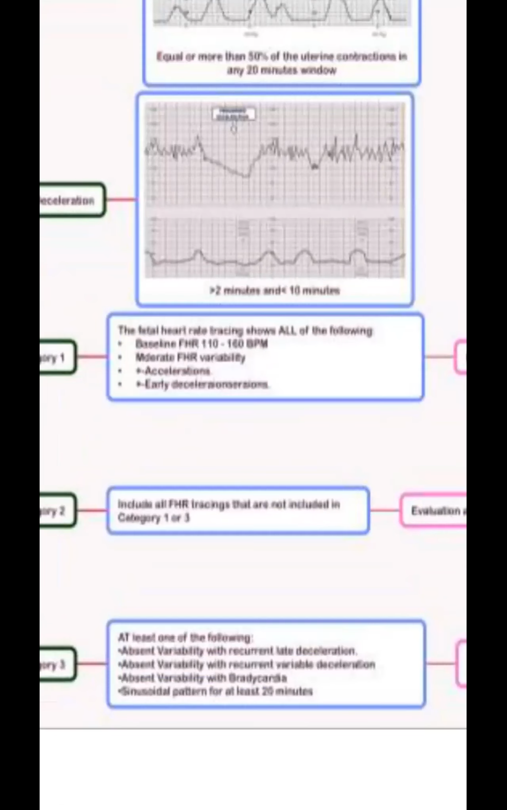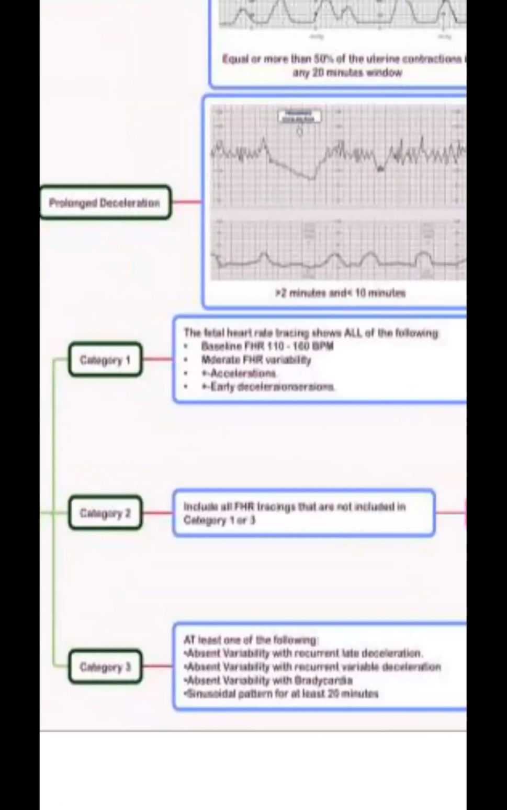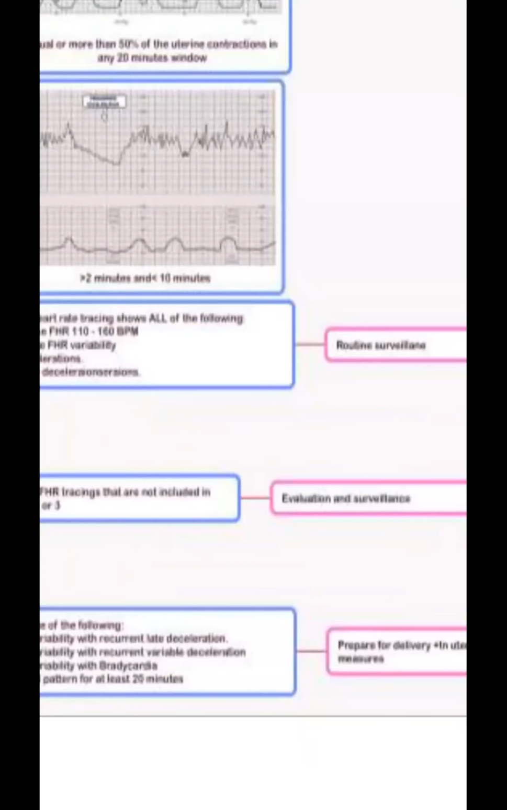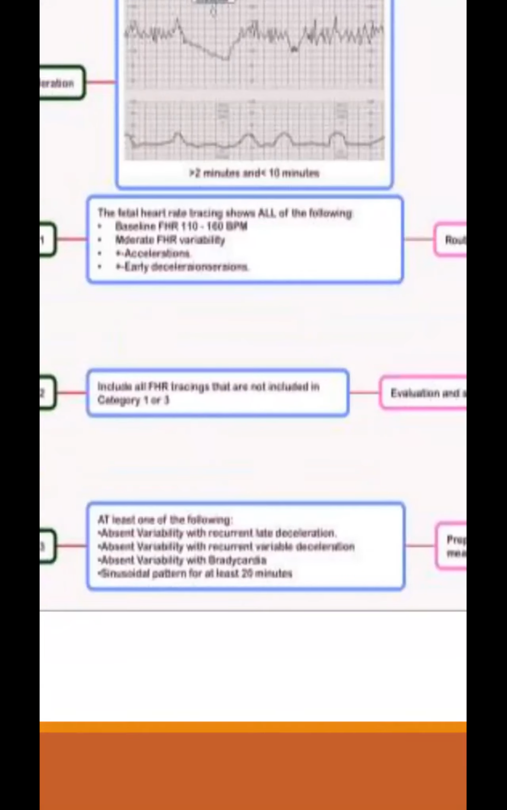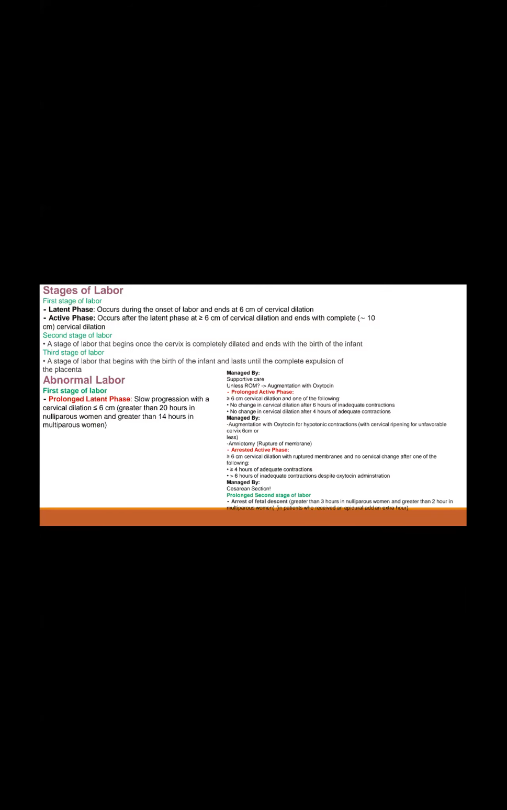Same way, this is category 1. In CTG, there is category 1, category 2, and category 3. CTG category 1 means there is fetal heart rate variability, but it's reassuring. Early deceleration. In category 2, the fetal heart rate tracing is not reassuring, and we need further evaluation. And in category 3, the condition is further deteriorating, fetal distress. We have to do cesarean section.